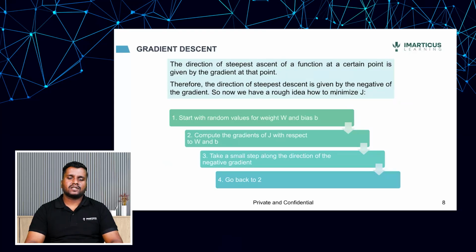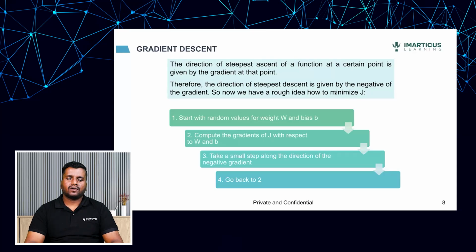Therefore, the direction of steepest descent is given by the negative of the gradient. So now we have a rough idea of how to minimize J, the cost function. As we are moving in the downward direction, we are looking for the negative gradient. Here we start with random values for weights w and biases b. We compute the gradients of J with respect to w and b.